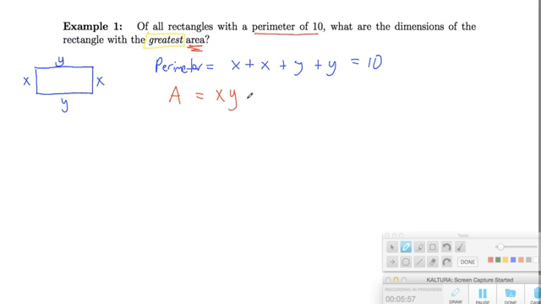Since this equation has two variables, we don't know how to take the derivative of that without implicit differentiation. So the easiest thing to do would actually be to just get this all in terms of x's. Now if you look at the perimeter equation, that's the same as 2x plus 2y equals 10. Subtract 2x on both sides.